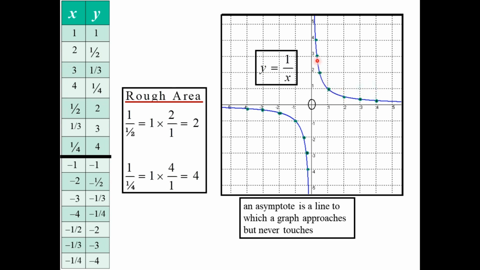This blue line is also asymptotic to the y-axis. It approaches the y-axis but never touches it because x can never be 0. And we see it being asymptotic here and here. So the axes are asymptotes to the graph of y equals 1 over x.